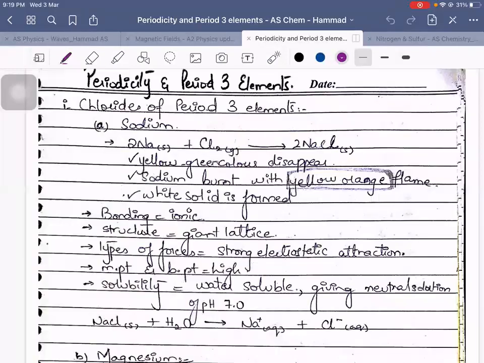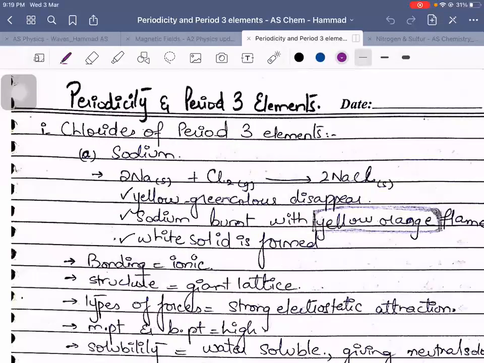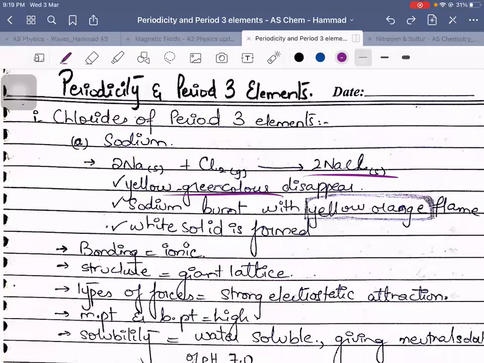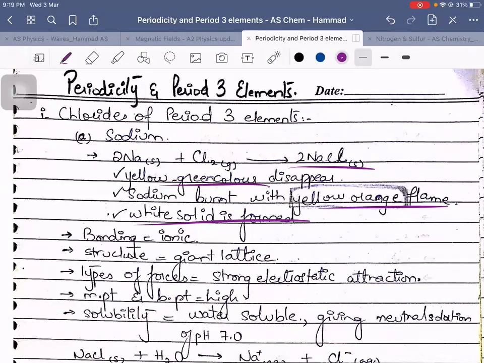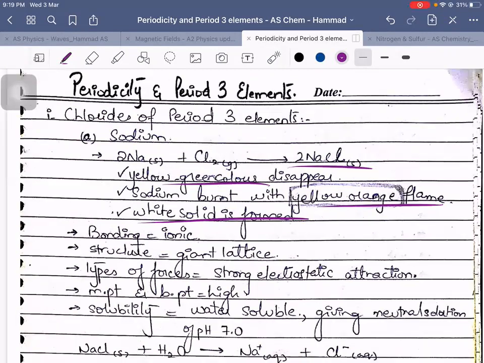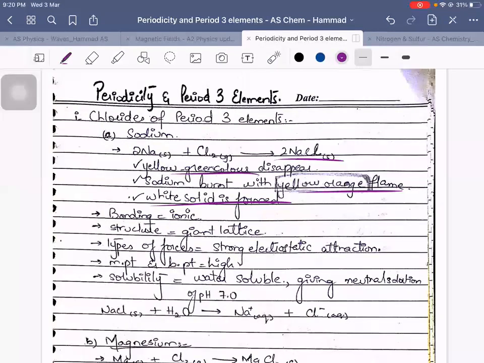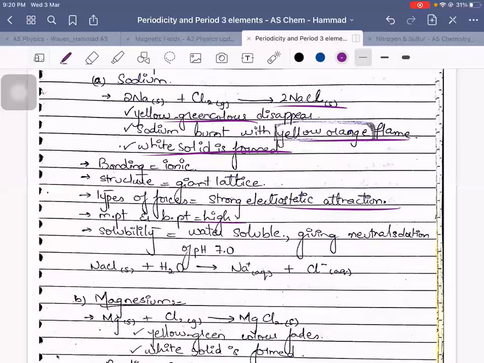Chlorides of period 3 elements. Sodium with chlorine forms NaCl, right? The yellow-green gas would disappear. Sodium burns with a yellow-orange flame. You need to learn all of this, by the way. A white solid is formed. Bonding is ionic and structure is giant lattice. The types of forces are strong electrostatic attraction, melting point and boiling point are high. Solubility: it is water soluble, giving a neutral solution of pH 7. NaCl, when reacted with water, breaks down into Na+ and Cl- ions.